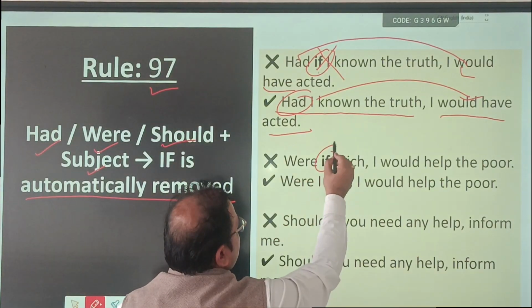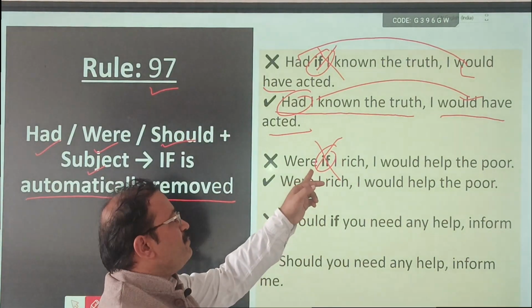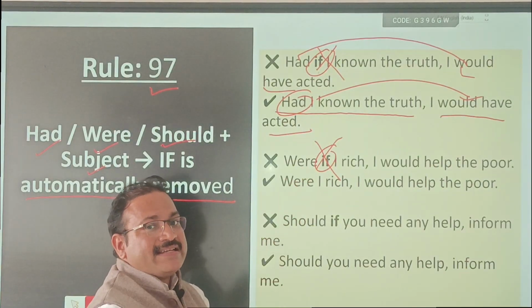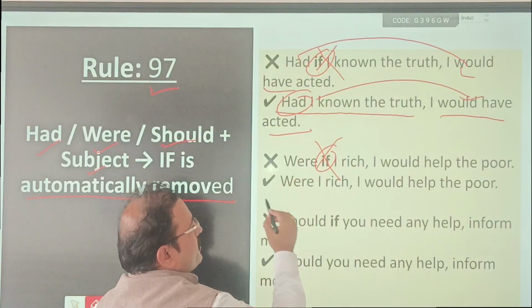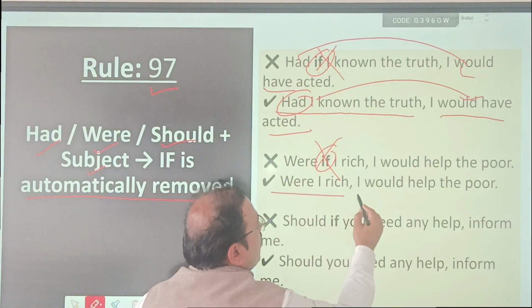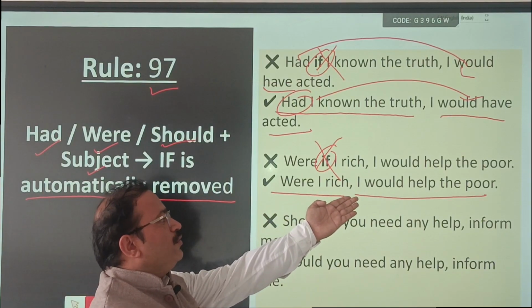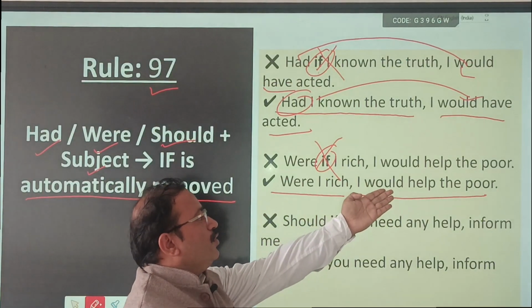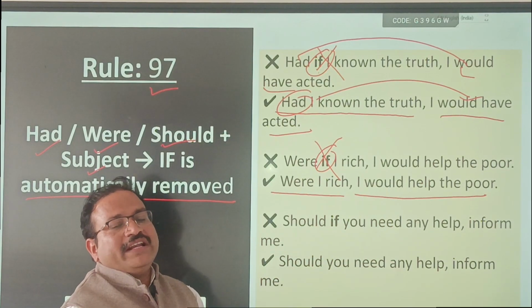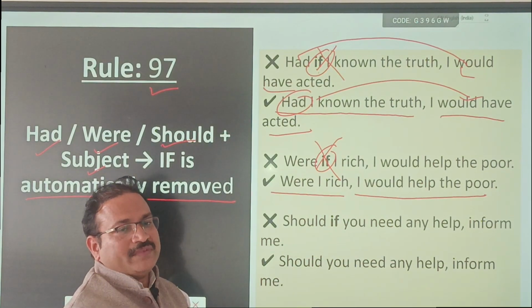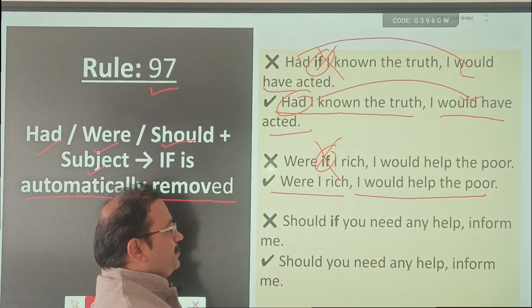Where, if, no. Why is if not required here? Because the sentence is beginning with where. The sentence automatically becomes conditional, so an extra condition is not required. Where I rich, I would help the poor. अगर मैं धनी होता तो आई वुड हेल्प द पुअर, मतलब गरीब को मदद करूंगा. अगर मैं धनी होऊंगा तो गरीब को मदद करूंगा.